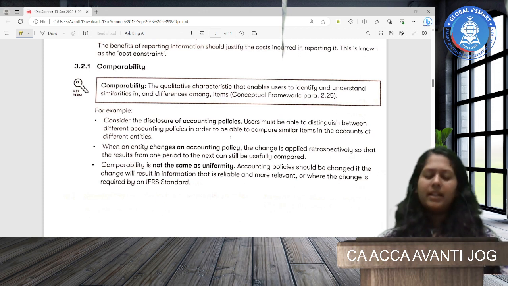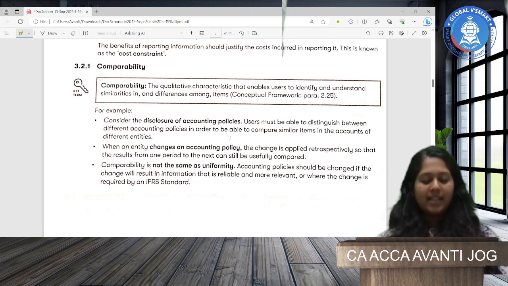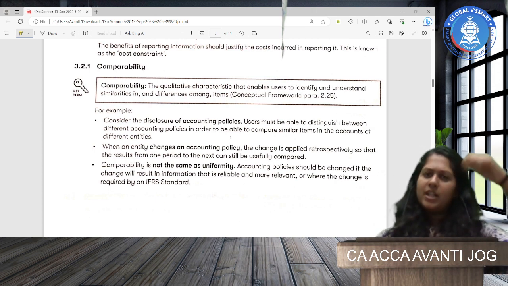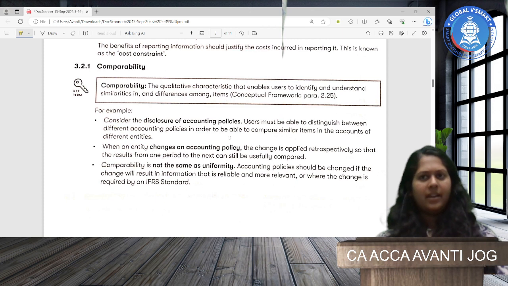So what do I mean by this? For example, let's say that in the year 2021, which is the current year, I'm making my financial statements as per SLM, straight line method. In the year 1920, that is the previous year, I made my financial statements as per WDV. Previous year WDV, this year SLM. Can the financial statements be compared?